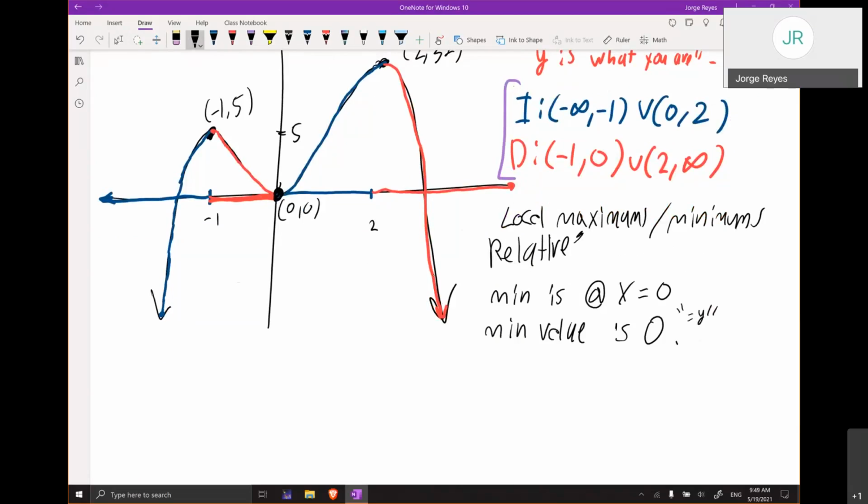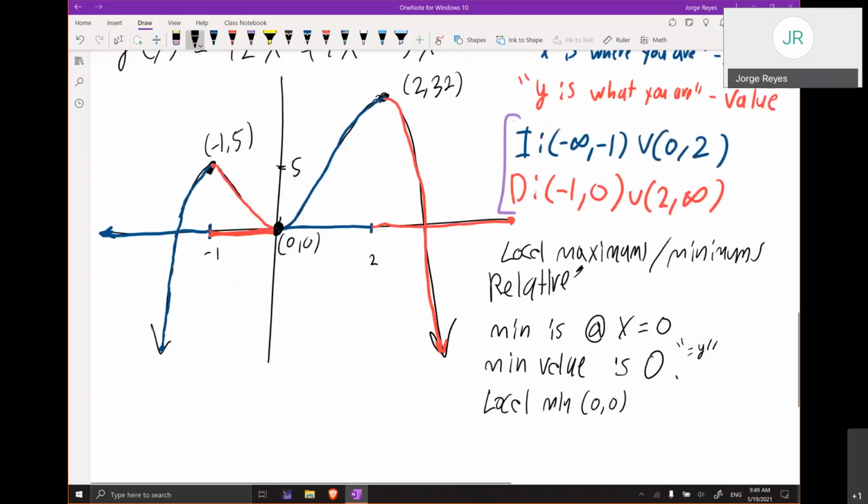So where is it? 0. What is it? Also 0. Okay, so the local min is the 0, 0. So these are like many ways to ask the same question. But now let's talk about the maxes, right?